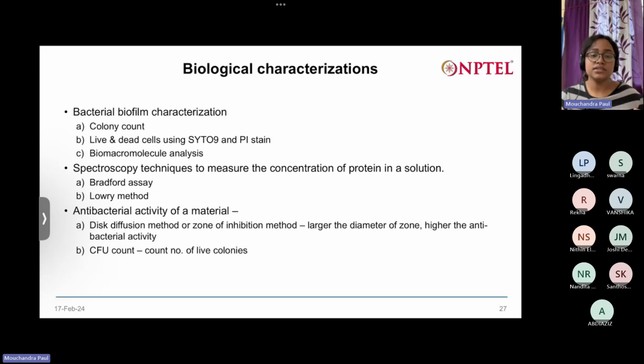Okay, and the larger the diameter of this zone, the more we say this particular biomaterial or formulation has higher antibacterial activity. Similarly, in presence of this antibacterial biomaterial, we can see how many live colonies are formed. If the number is less, then again antibacterial activity is high. If the number is high, then antibacterial activity is less. So in this way, we can answer many questions based on the biological property of our biomaterial.